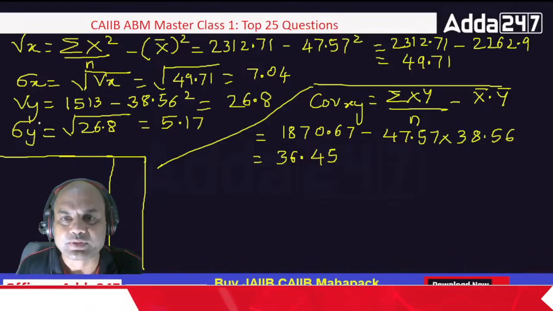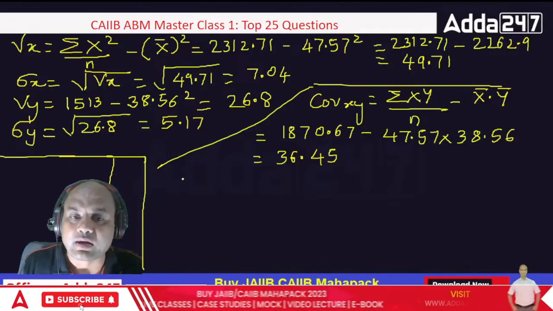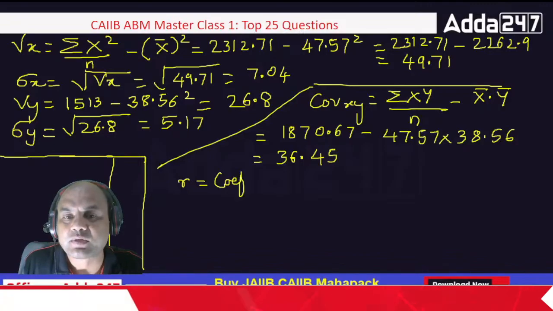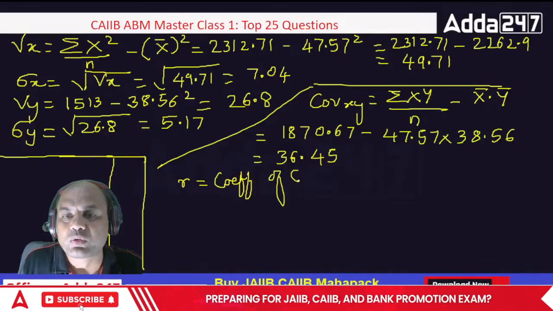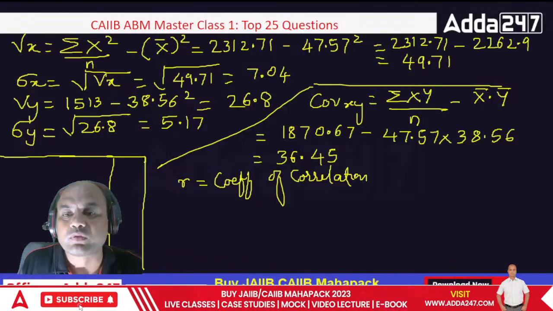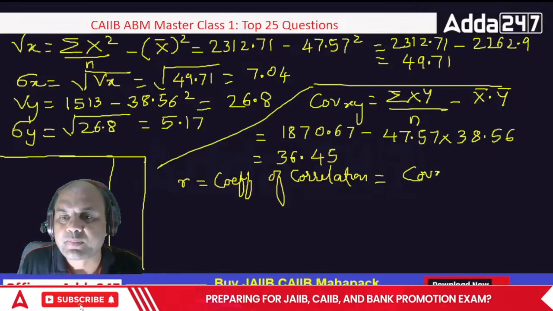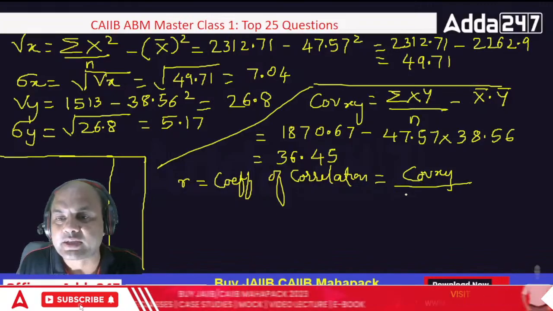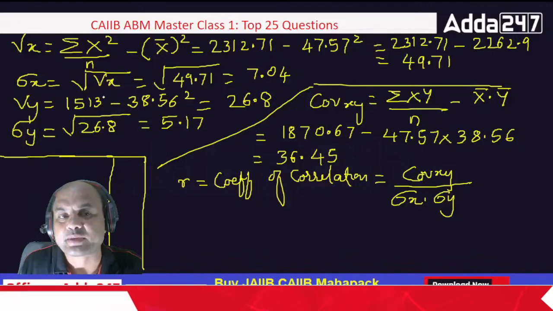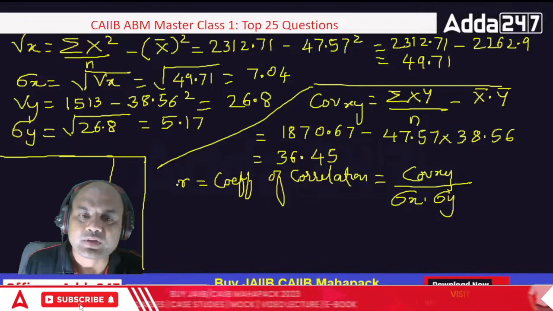Now for variance we have standard deviation, but for covariance what do we have? We have R, the coefficient of correlation. What is the coefficient of correlation formula? It is covariance of xy upon sigma x into sigma y, where sigma x is the standard deviation of x and sigma y is the standard deviation of y.